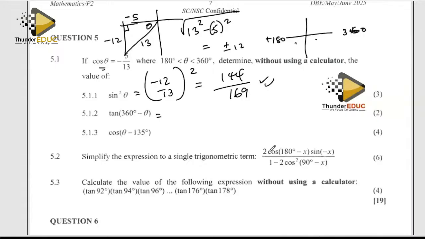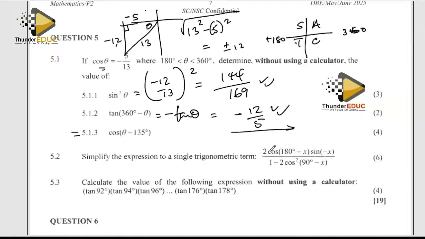And then tan of 360 minus theta, which quadrant is this? That is the fourth quadrant. We know that tan is negative in the fourth quadrant, so it's a negative tan theta. Our tan is opposite over adjacent, -12/5. That's going to be the answer, because the negative and negative will be a positive, but this negative makes the answer more negative.